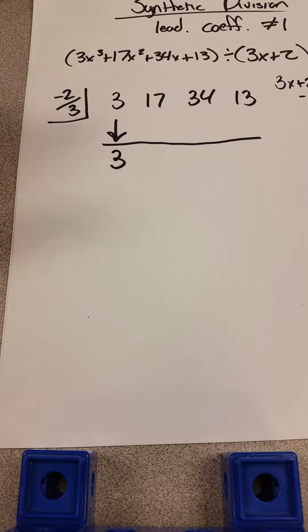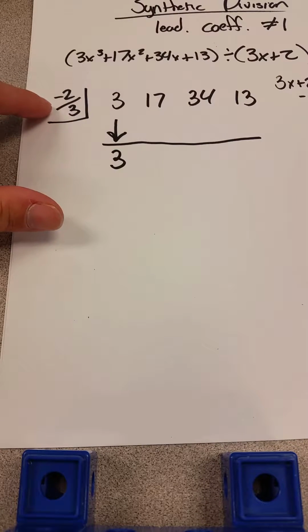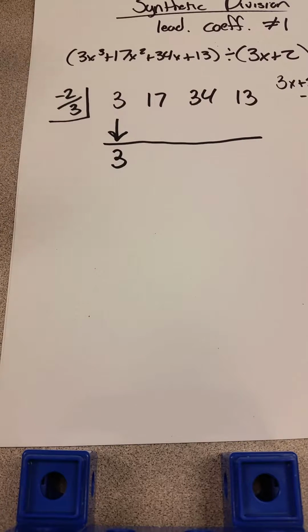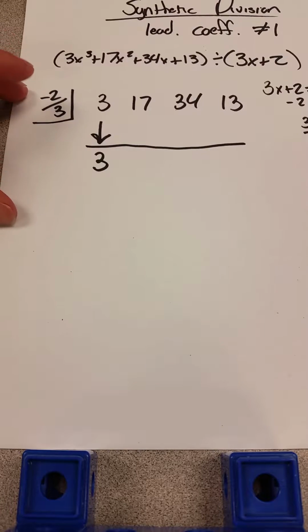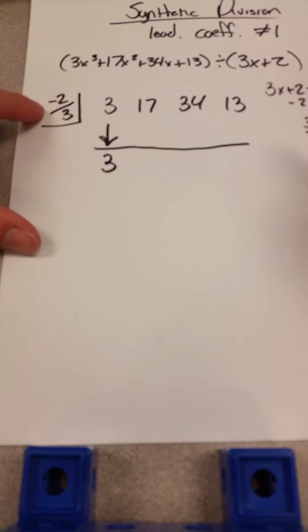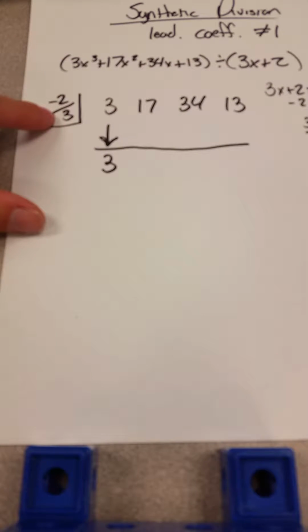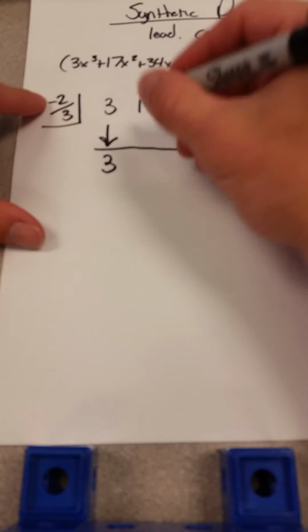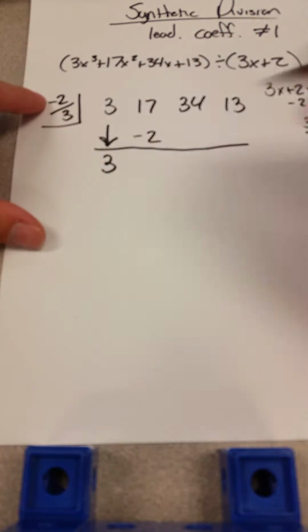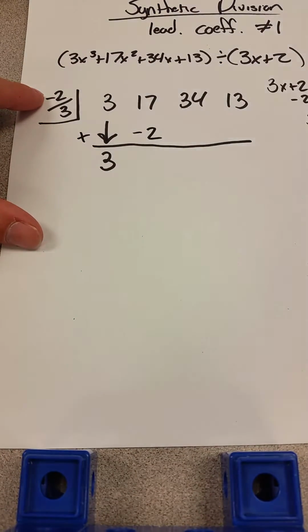If you want to use your calculator and just simply type in negative 2/3 times 3, it'll work out just fine. Make sure you use parentheses, but if you want to do it the mental way of looking at it, this is a division and a multiplication problem all into one. So this means divide by 3 and multiply by negative 2. So 3 divided by 3 is 1. 1 times negative 2 is negative 2. And with synthetic division, we're always adding.